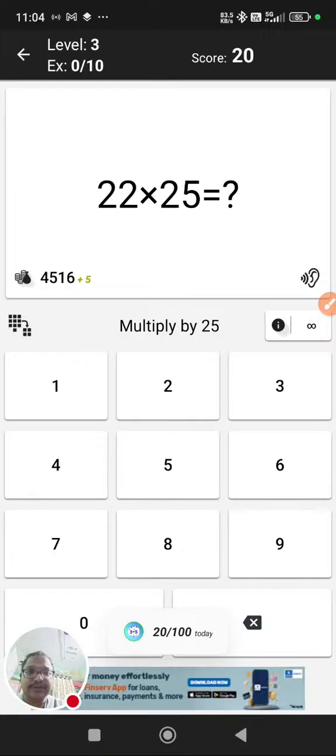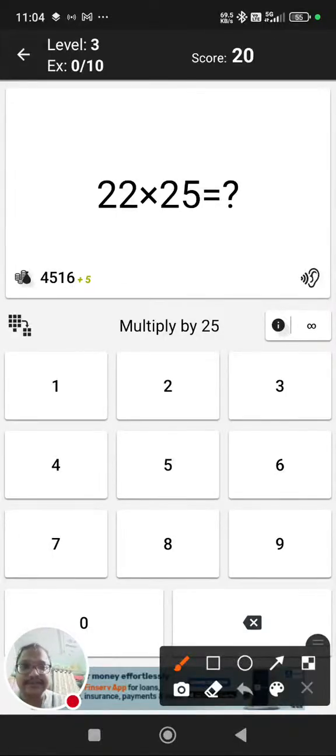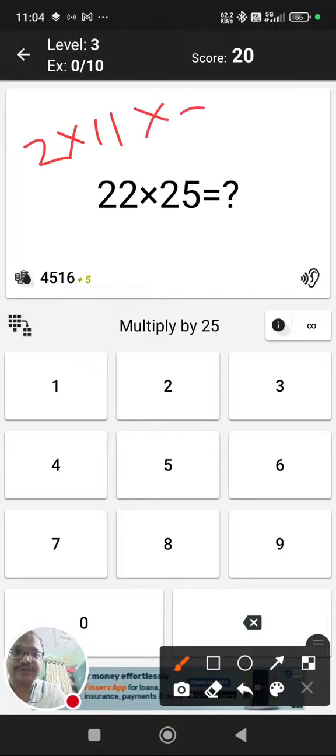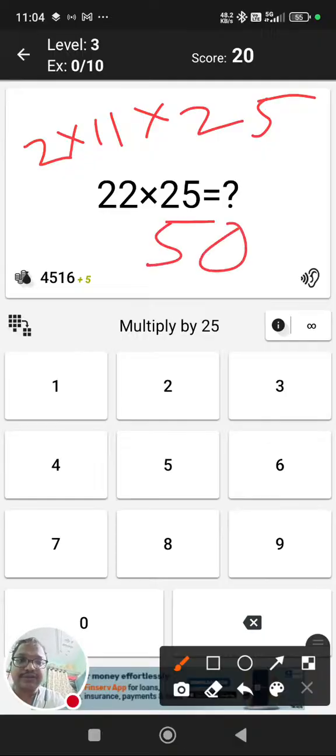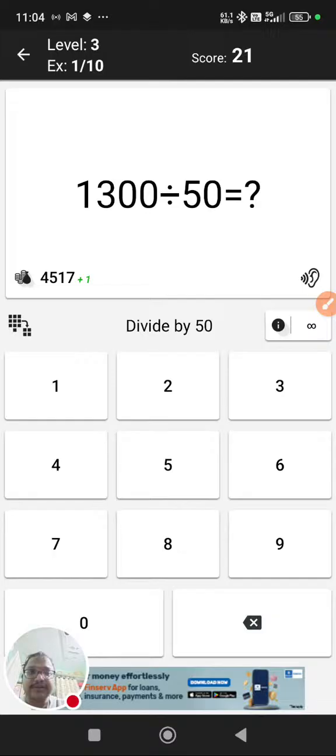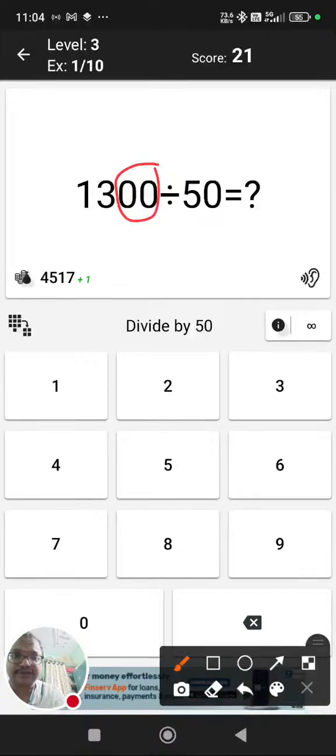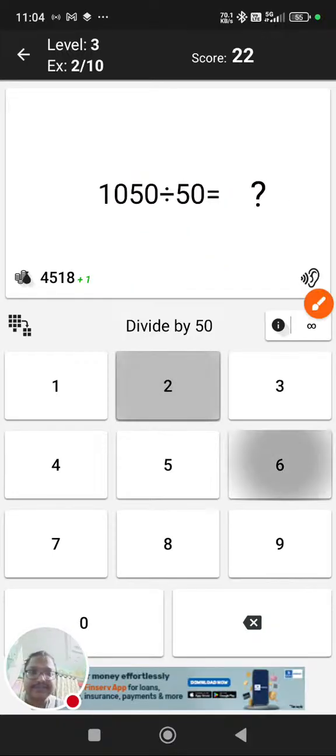Next, in this type of question, I can clearly see that there is 11 in 22. So we see 2 into 11 into 25. What we do is first multiply 2 into 25, which will be 50, and into 11 times, which will be 550. So the answer will be 550. Next, here we need to see double zeros divided by 50, that becomes into 2 times. So the answer we get is 13 into 2 times, which will be 26.